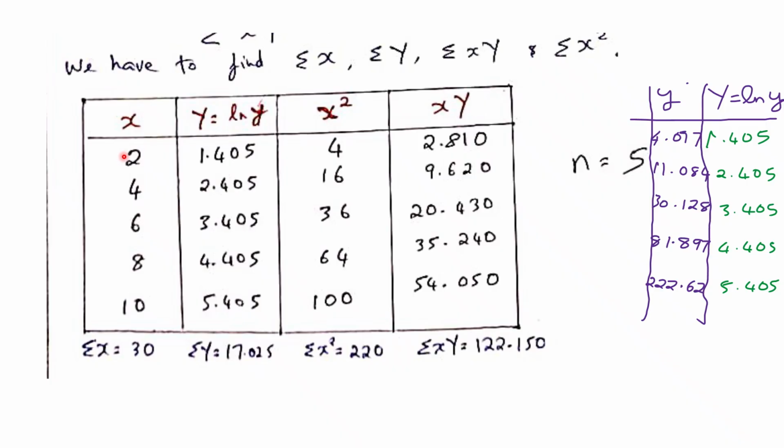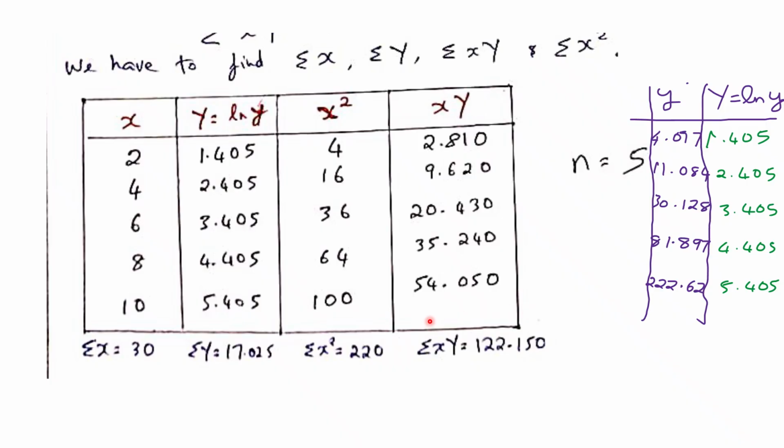Next you make this x square. See, 2 square is 4, 4 square is 16, 6 square is 36, 8 square is 64, 10 square is 100. Add all this, you get sigma x square, that is 220. Then last column you see x into Y. See, x into capital Y, not small y. So 2 into 1.405, 2.810. Next 4 into 2.405, 9.620. So like that, this first column values multiply with the second, you will get this. Okay, then add all these values 2.810 plus 9.620.